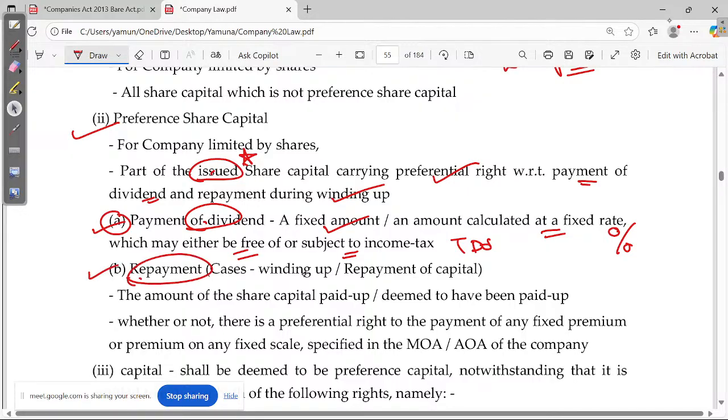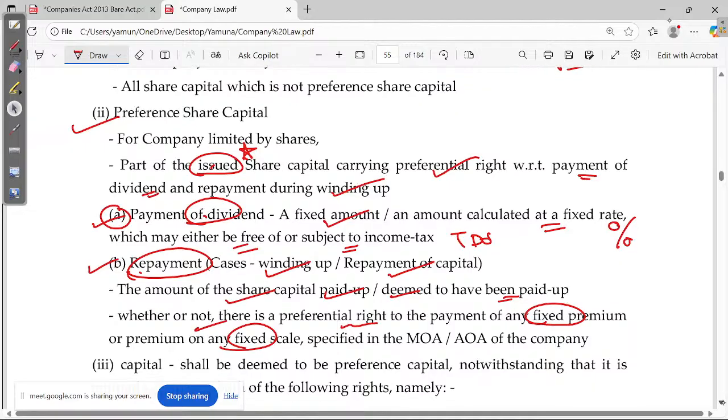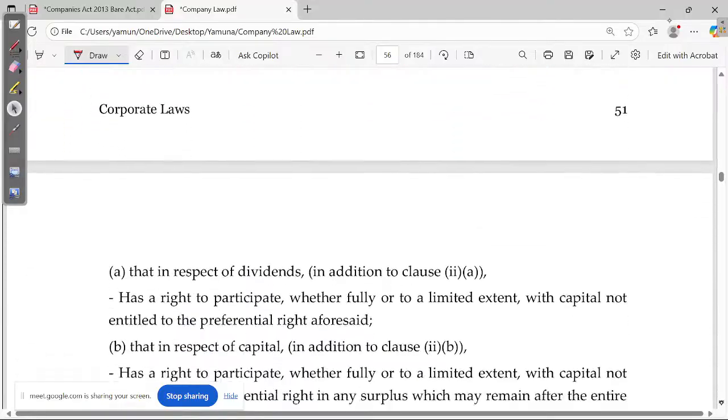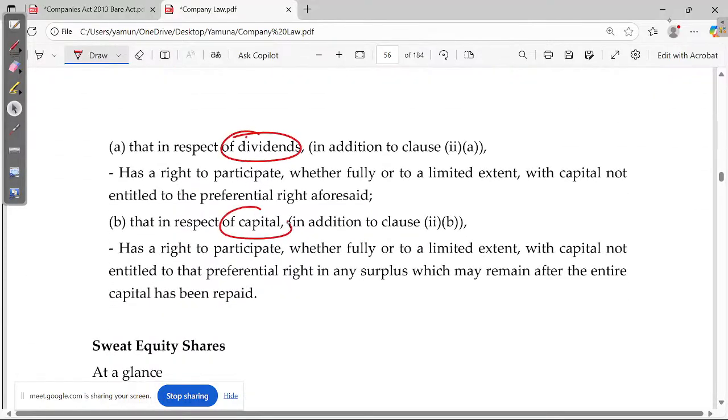B. Repayment. When we go for winding up or repayment of capital, the amount of share capital paid or deemed to have been paid up, whether or not there is a preferential right to the payment of any fixed premium. You might have studied this heading, right? Redemption on premium, the same content. Third heading: capital shall be deemed to be preference share capital if it is entitled to either or both of the following rights, namely with respect to dividends or with respect to capital. This is about Section 43. Can you go through it once, please?